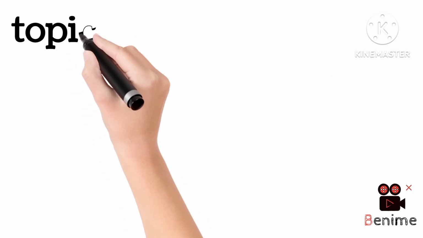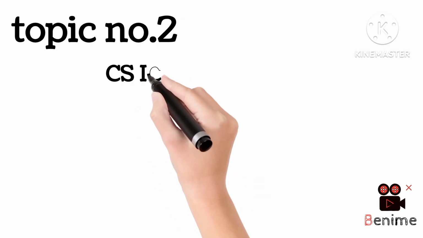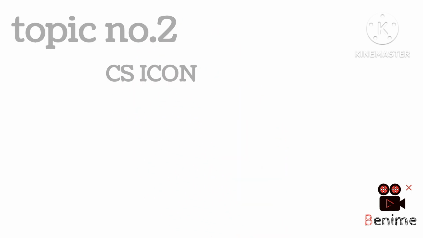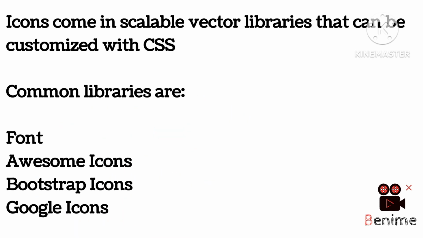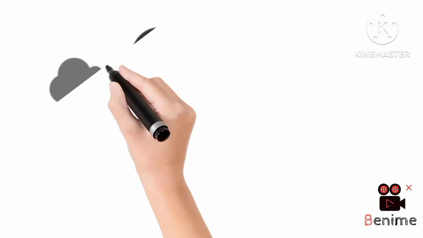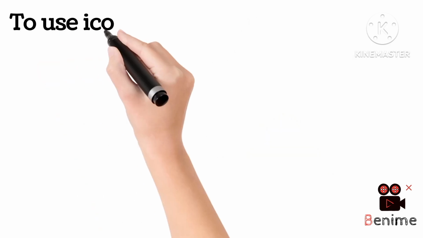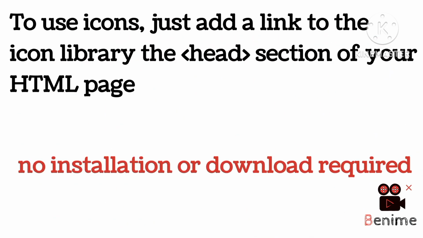Let's get to topic number 2, which is CSS icons. CSS icons come in scalable vector libraries that can be customized with CSS. Common libraries are Font Awesome Icons, Bootstrap Icons, and Google Icons. To use the icons, just add a link to the icon library in the head section of your HTML page.